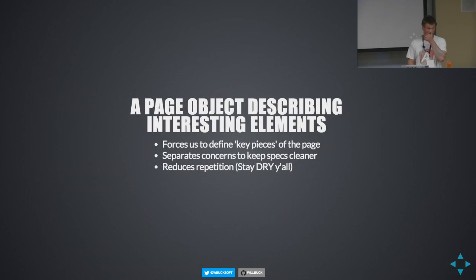A page object describing interesting elements. So on that last slide, we showed just sticking a bunch of element selectors in our specification. Well, it's really great to have a representation of what elements on the page you're interested in, separated from what those elements are supposed to do. It makes your test less brittle. It discourages random checking of elements all over the place. And it keeps your code pretty DRY, so you don't have the same complex element selectors all over the place. You just have one way to say this conceptual button or this conceptual image on my page.